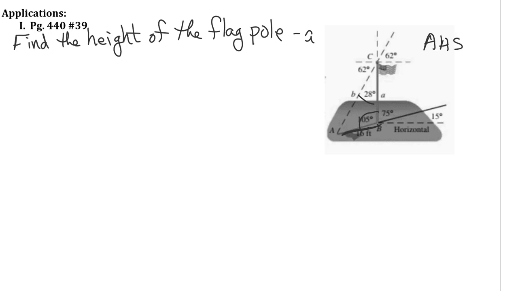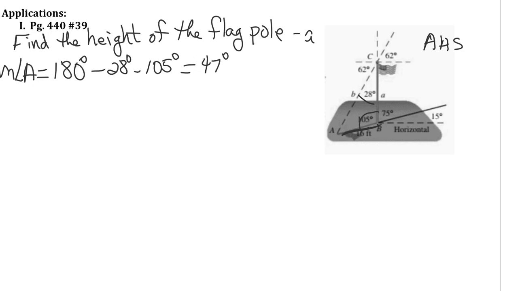We first can find the measure of angle A, which is going to be 180 minus the 28 degrees near the top of the flagpole. And we're also going to subtract off the angle with the horizontal, which is 105 degrees. So we know angle A is 47 degrees. So from there, we can jump right to the answer because we don't need to solve for the whole triangle, just side A. So we can use our law of sines here.